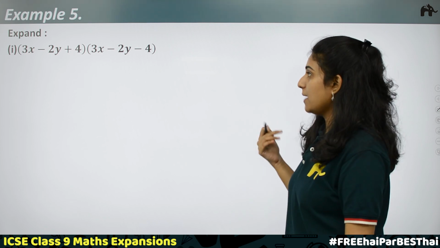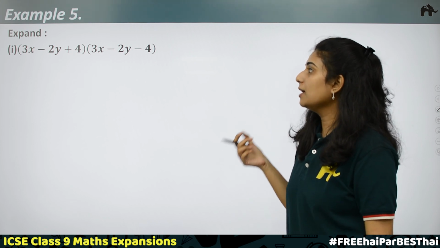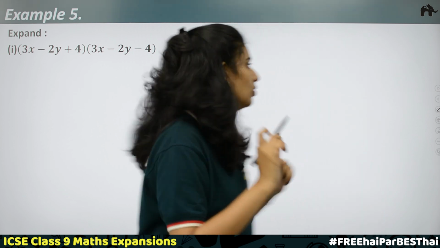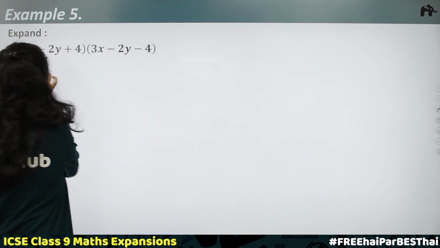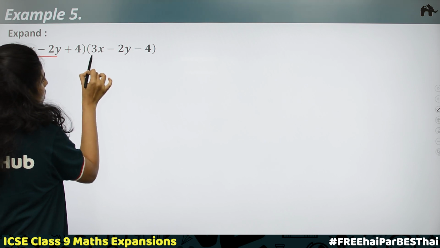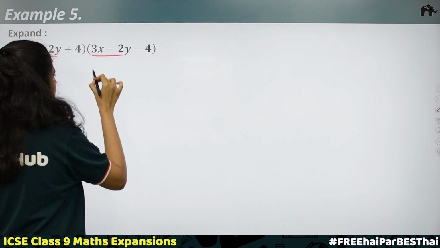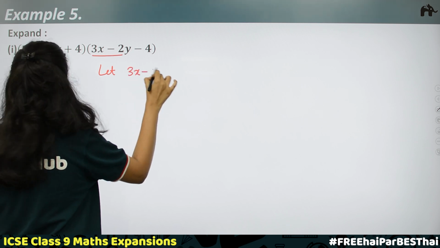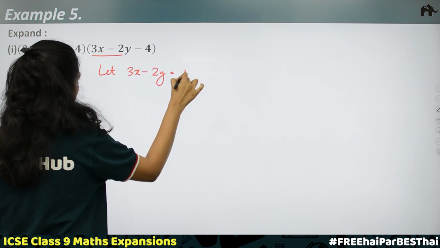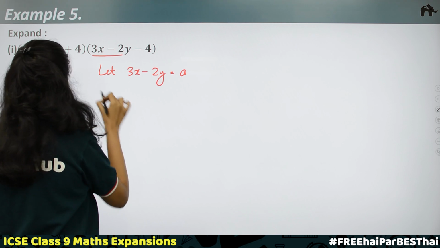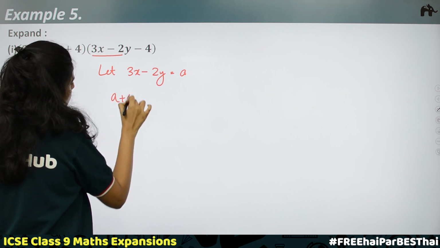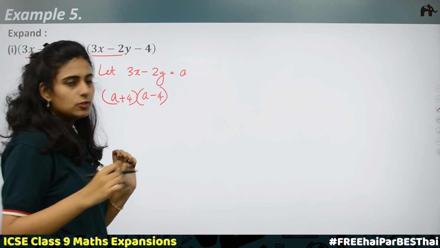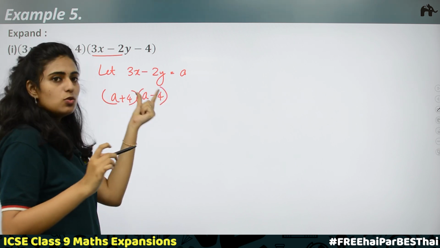Example 5, expand first one: 3x minus 2y plus 4 into 3x minus 2y minus 4. To do this question, here you can see 3x minus 2y, here also 3x minus 2y. We will take it as some A. Let 3x minus 2y is equal to A. Now, we will rewrite this equation. This becomes A plus 4 into A minus 4. This is of the form A plus B into A minus B.